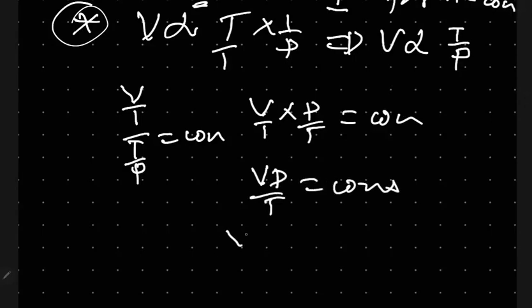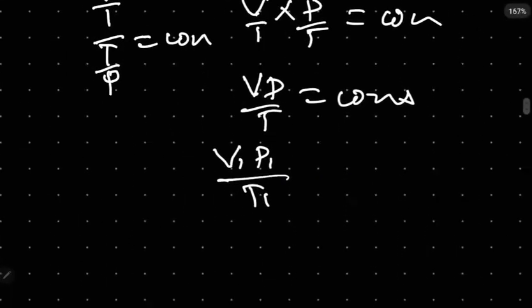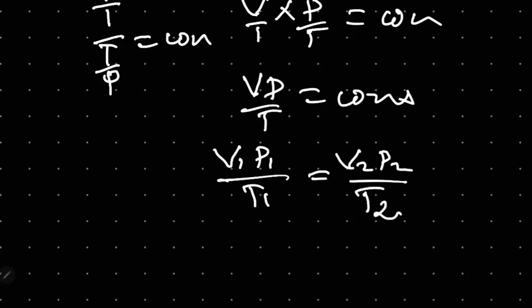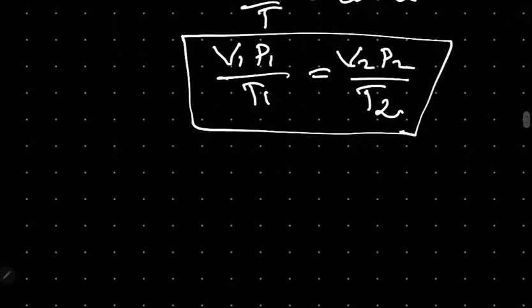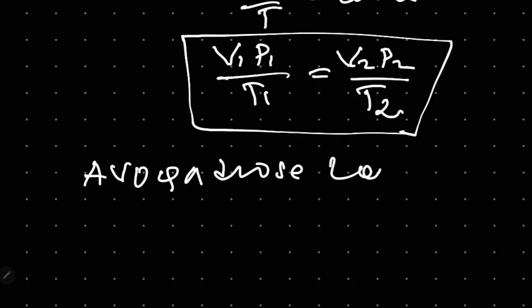The implication is that the volume in the first case times the pressure in the same case, divided by the absolute temperature in the first case, is equal to the volume in the second case times the pressure in the second case divided by the temperature in the second case. This is the combined gas law. All right, now let's introduce the other one. According to Avogadro's law, what do we have?